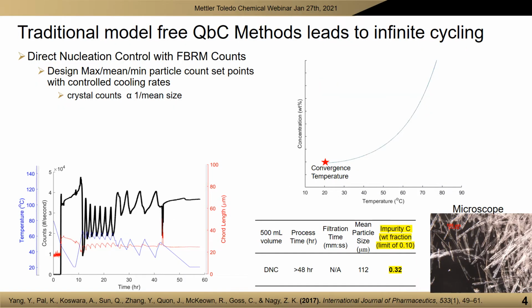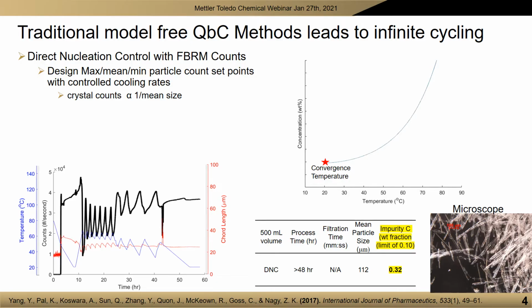The traditional methodology to tackle the small particle size issue is the model-free QbC direct nucleation control. As the crystal mean size is inversely proportional to particle counts, DNC utilizes preset limits of particle counts detected via FBRM to dissolve small particles and maximize growth of larger particles through oscillatory driving force trajectories.